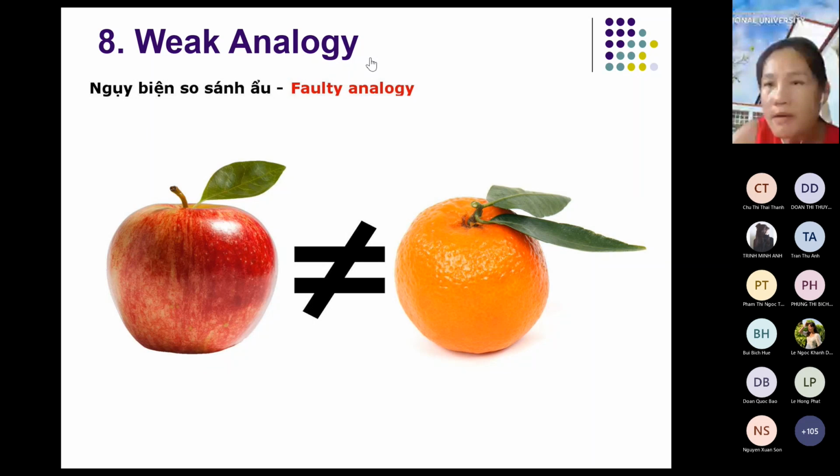I still see the hand from Mai Wee. You forgot to put the hand down, or you want to say? Thanks. Okay, so Mai Wee put the hand down.